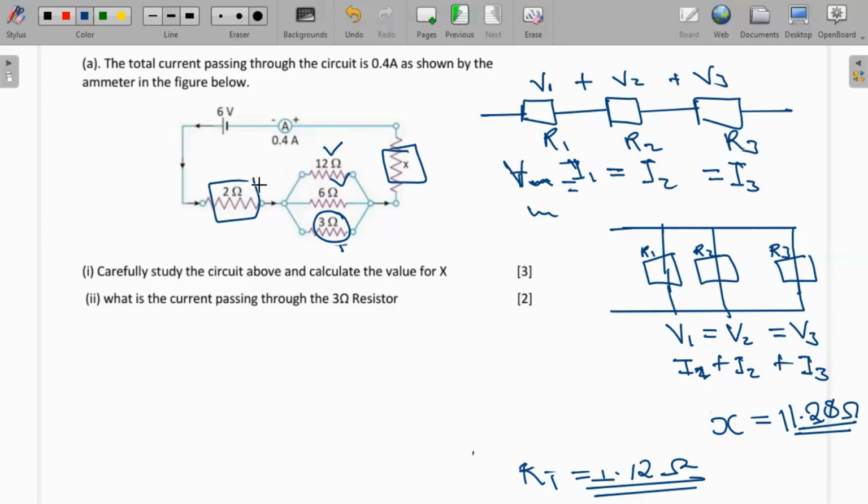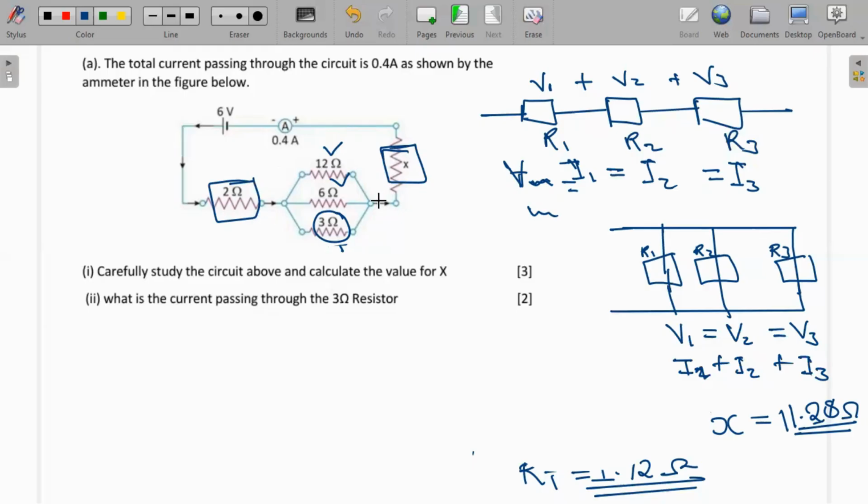Let's first find the current that is passing through this resistor and the current that is passing through this resistor. Then, using these two, we'll be able to find the remaining current. Or rather the voltage.